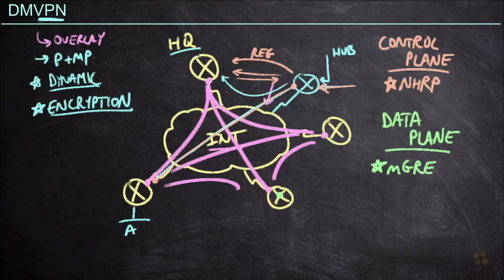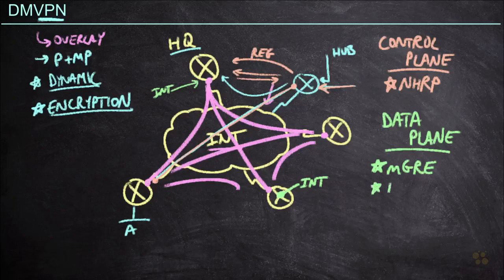MGRE allows us to build a single tunnel interface on a router and create multiple tunnels from that one interface. So we look up here at our hub, and the fact that it's got connections to all of these different routers, we still only have a single tunnel interface. Yet we're able to build multiple tunnels out of that to all of these different sites. That's thanks to multipoint GRE.